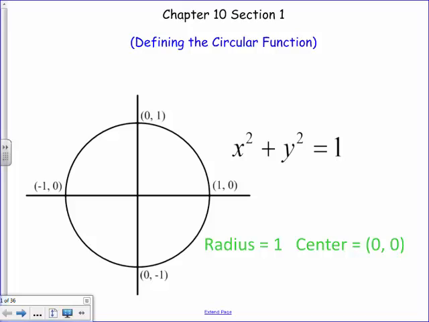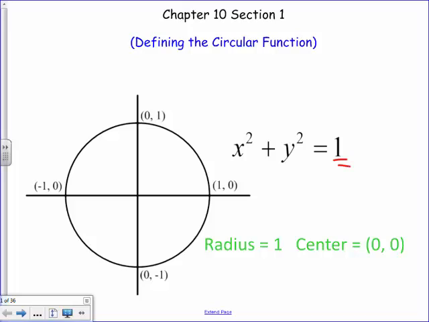What we're going to do is define the circular function. And in order to do that, we need to deal with our unit circle. So our unit circle, remember our form is (x - h)² + (y - k)² = r², the radius squared. Well, the radius we want to use is radius 1.